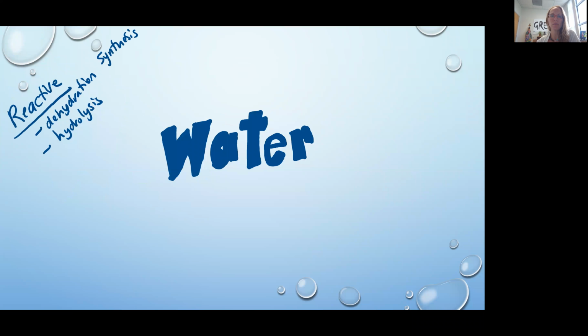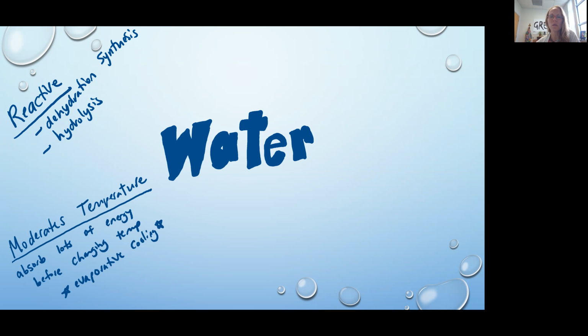Let us look at some of the important properties of water. We've already talked before about water being reactive. We talked about both dehydration synthesis and hydrolysis reactions. Remember, we will be talking about these more in the future, but in dehydration synthesis reactions, we pulled out a water molecule in order to make something new. And then in hydrolysis reactions, we looked at the opposite: splitting a water molecule in order to break down that AB molecule into an AH and a BOH.